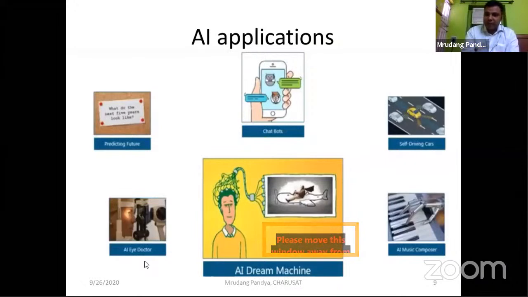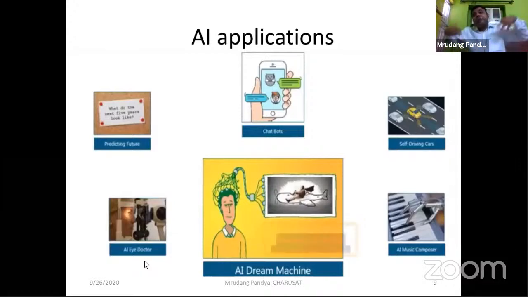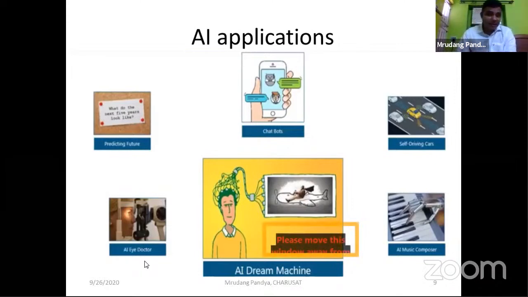One more application is the AI music composer, right? So instead of a human, now a robot will compose new music, right? So it is innovation in the field of entertainment, right?